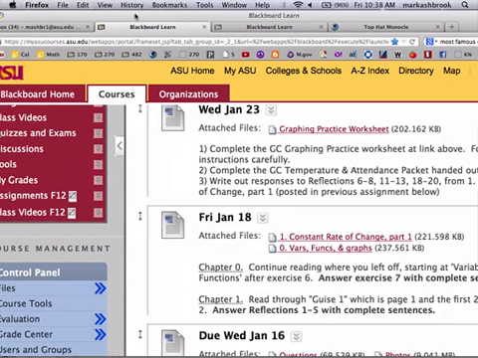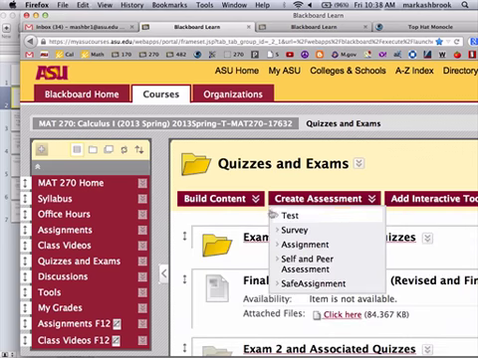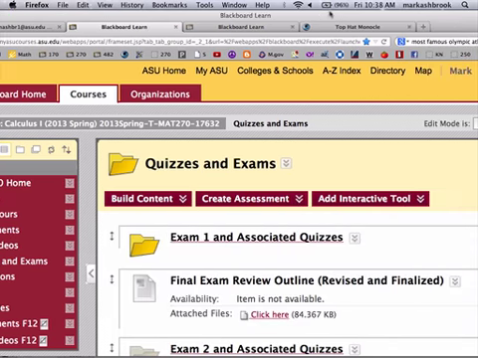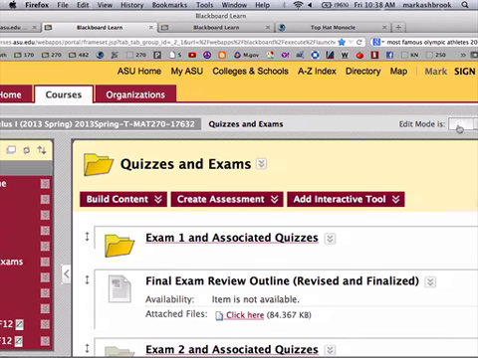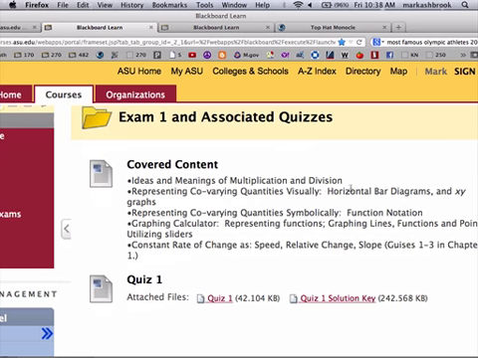Okay, about the exam on Thursday, if you go to quizzes and exams here, I've opened up the area called Exam 1 and Associated Quizzes. And I have a bullet point of what's covered on the exam. And then I have the blank copy of Quiz 1 that you took last Friday and the solution key. You won't have a quiz in recitation. You'll just be working on that packet. So there's only one quiz that pertains to the content on this particular exam. And so there's your bullet list.